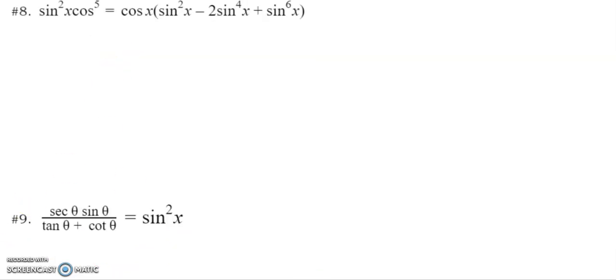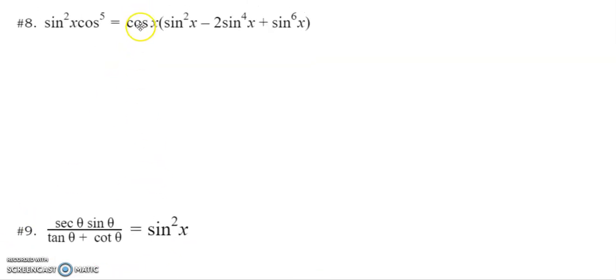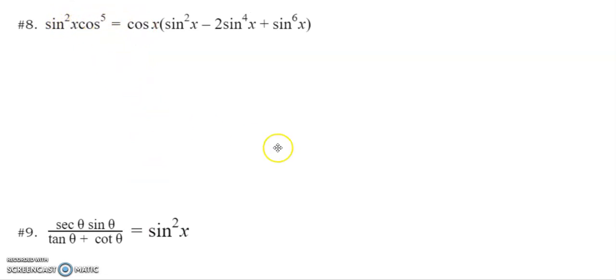Moving along. Ooh, that is a high exponent. Sine squared, cosine. Ooh, and a typo, folks. I don't know if it's also a typo in your notes, but there should be an X right there.